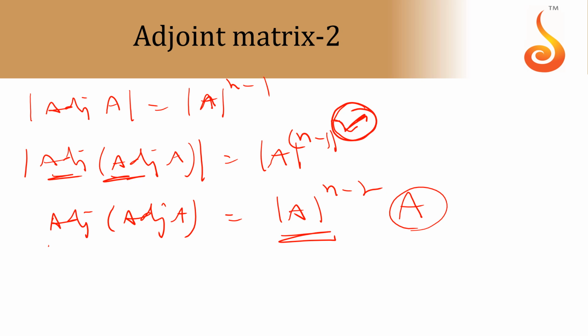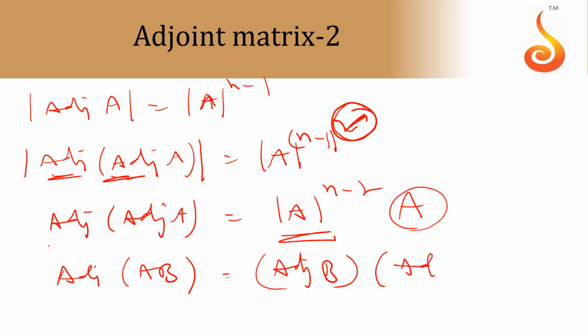Similarly, adjoint of A transpose is the transpose of adjoint A. Adjoint of AB equal to, this is very important, adjoint B into adjoint A. The order will differ. These are some main properties of adjoint.